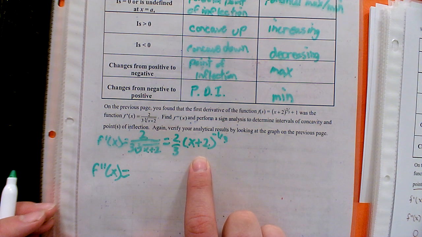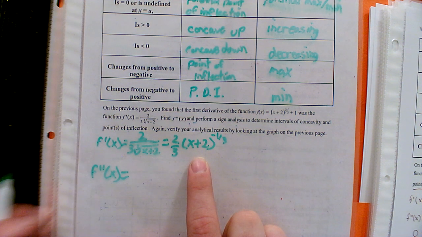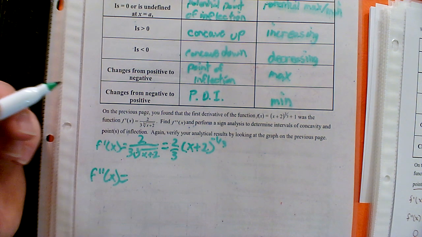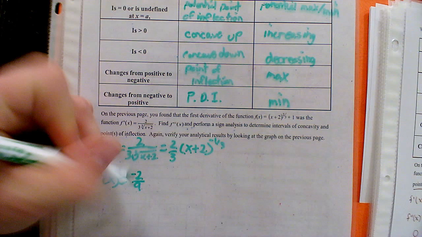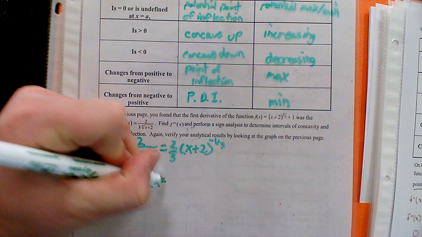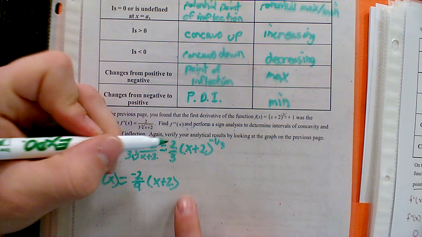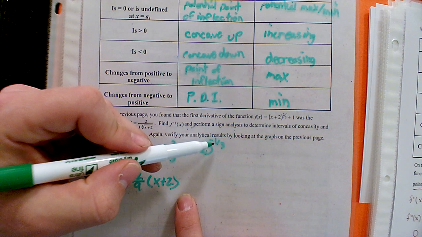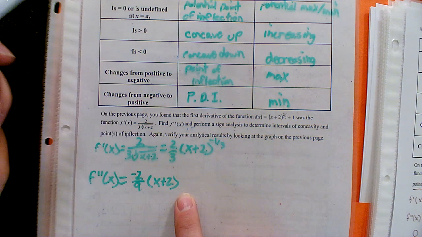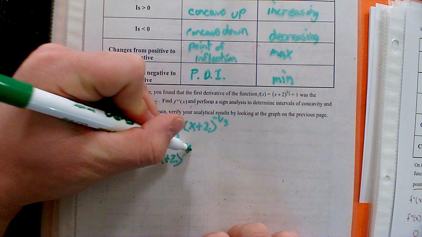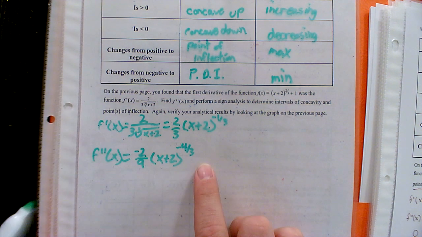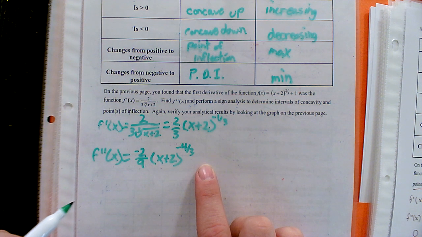So we're actually taking the derivative of this now. We have to drop down the power. Negative 1/3 times 2/3 gives you negative 2/9, times the inside, and you have to subtract 1 from the power. If I subtract 1, what's my new power? Negative 4 over 3, good. And then I multiply by the derivative of the inside. Well, what's the derivative of the inside? Just 1, so you don't have to write it.